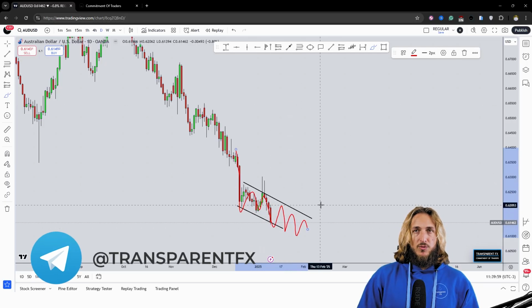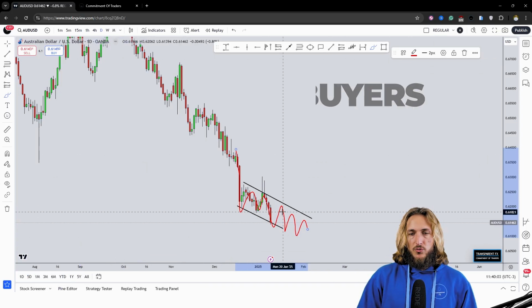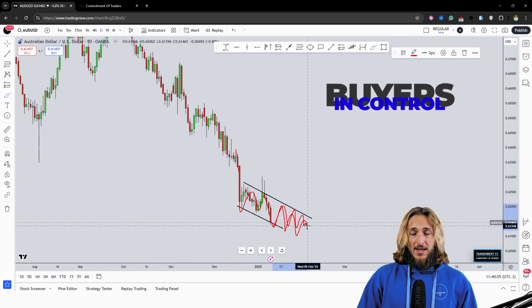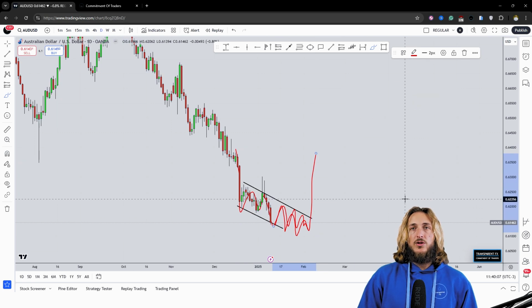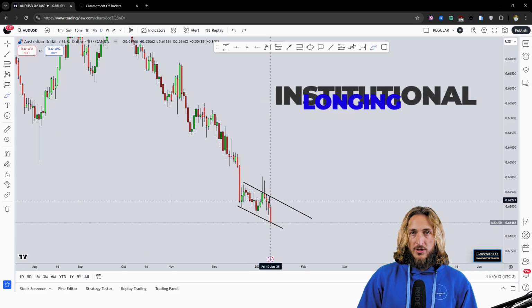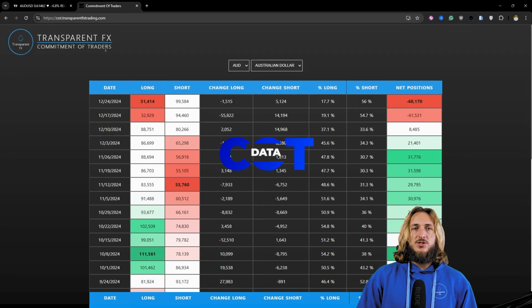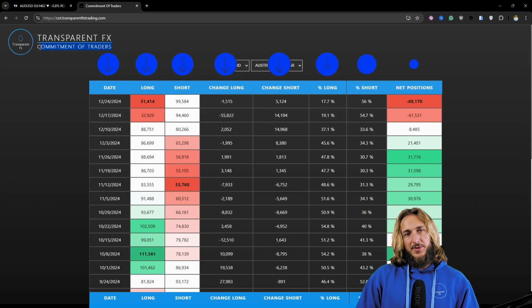Now, there is a good probability that since that is a strong monthly support area, new buyers will continue to step in until the market at some point will reject to the upside. That is definitely a possibility, especially if we start to see institutional longing, which is quite an important thing. Now, let's go and check that. Let's go and see what we have when it comes to the commitment of traders.